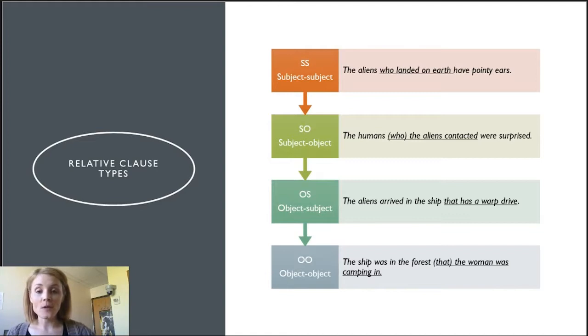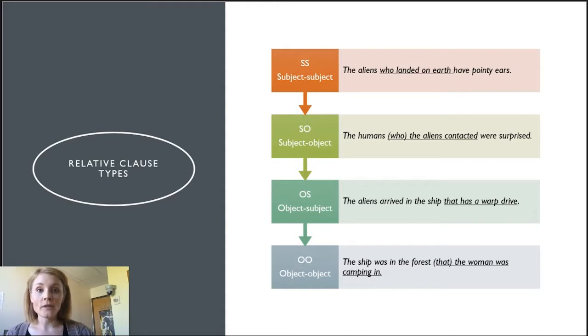So in the example, the aliens who landed on Earth have pointy ears. The relative clause who landed on Earth is modifying the aliens, which is the subject of the sentence. And the relative pronoun who is the subject of the relative clause, who landed on Earth.